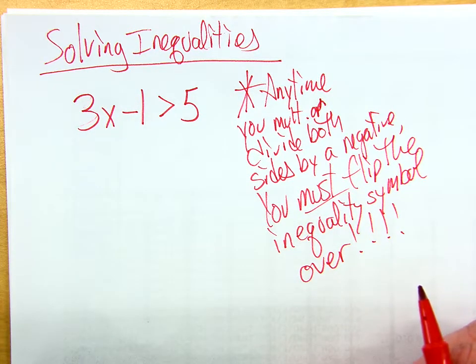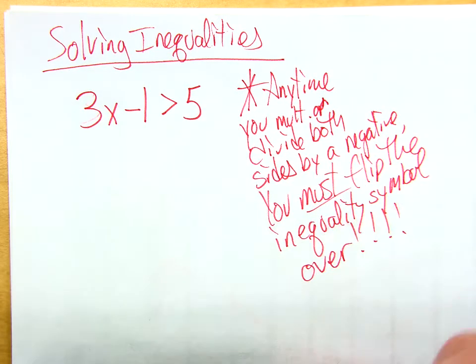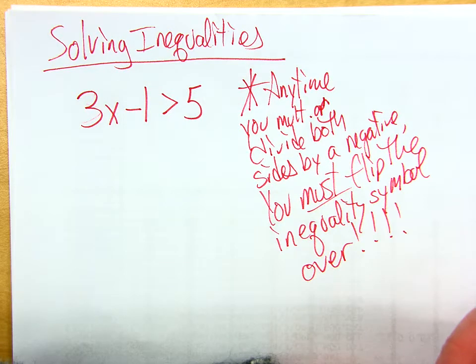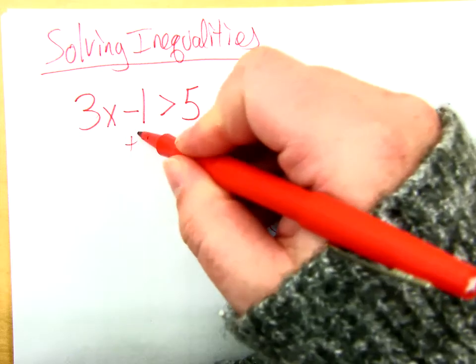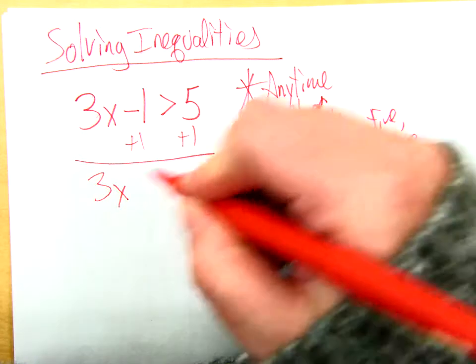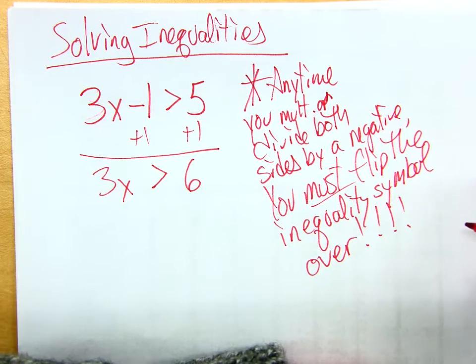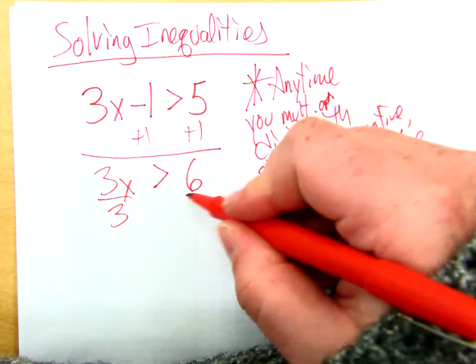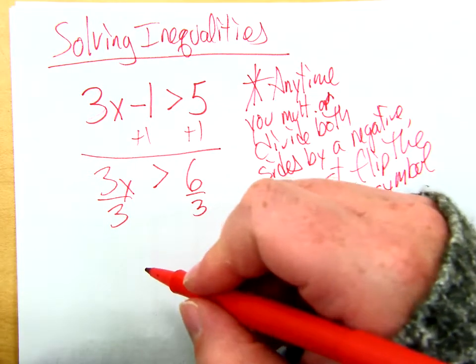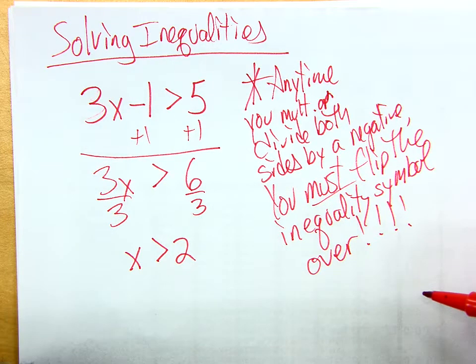Otherwise, though, you solve it the exact same way you would a normal equation. So, what would I normally do? If that said 3x minus 1 equals 5, you would normally add 1 to both sides. Notice, I did not multiply or divide by a negative, so I don't do anything with the symbol right now. I just leave it the same, bring it down. And then I would divide by 3. Did I multiply or divide by a negative right there? No, so I still leave the symbol alone. There's my answer to this.